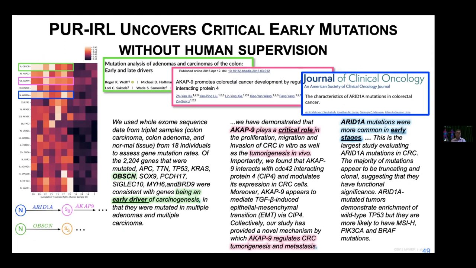robust literature across all three that all recently described these as early driver mutations, either through a meta-analysis across many studies or through experimental evidence. And so we feel very comfortable that Pure IRL is actually helping us uncover early driver mutations and seems to be a good paradigm. The IRL paradigm seems to be a powerful paradigm for understanding cancer evolution and etiology.